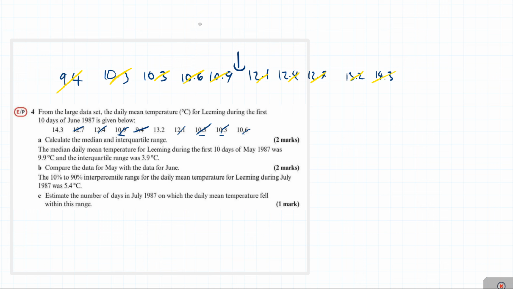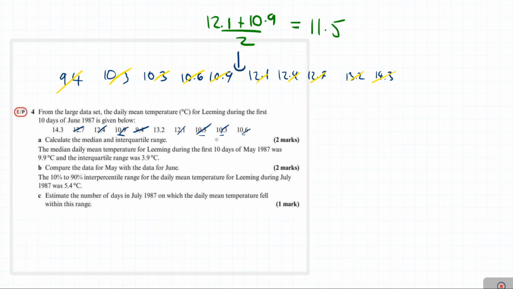To find this one, all we need to do is 12.1 plus 10.9 and then divide that by 2. So you're finding the midpoint between the two values, and that is your median for this set of values. So that's going to equal 11.5.